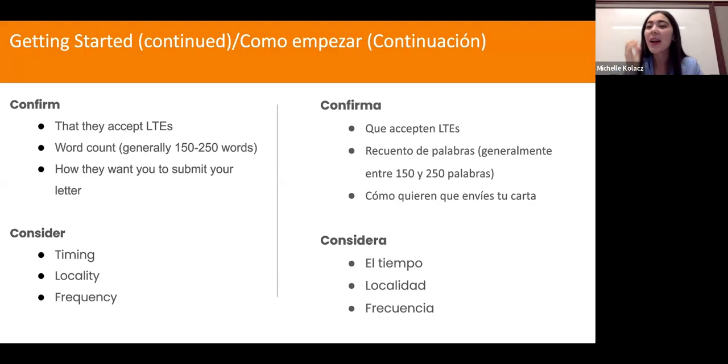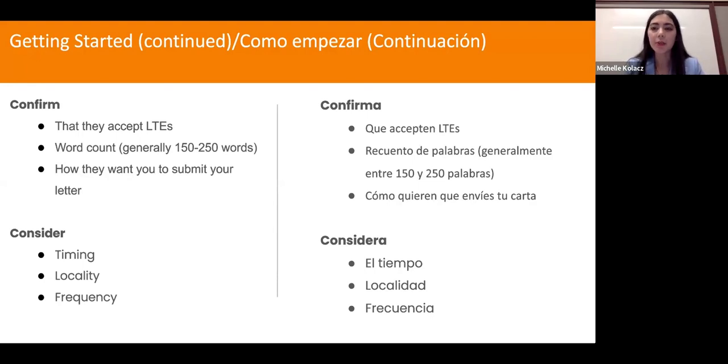So it's a nice, easy lift in terms of action you can take, because it's something you could hammer out during a lunch break or in the evening when you have a few minutes. And so word count, it's nice to know. And then you also want to confirm how they want you to submit your letter. Just make sure you have a good understanding of that process. And then you also want to consider timing, locality, and frequency.